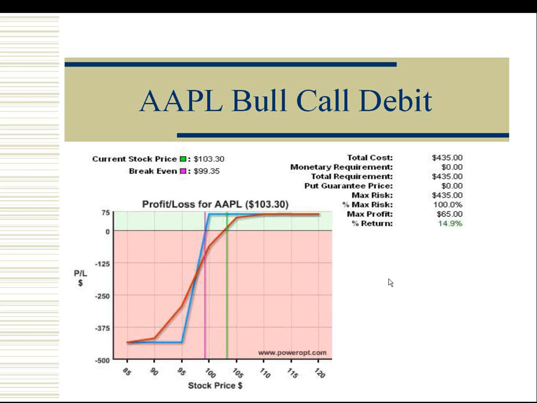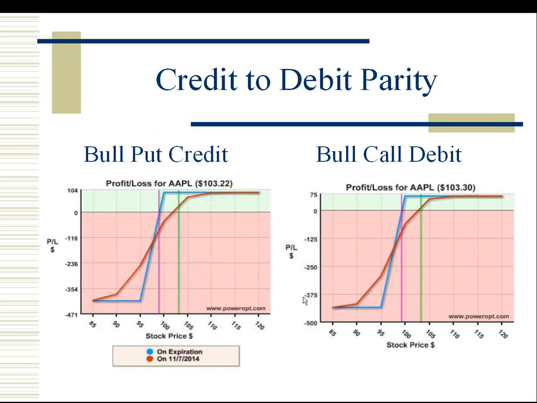But it's always important to remember with the debit spread, your broker may charge you an extra commission to close that, so you have to factor that in when you're evaluating the parity trade. And again, the credit to debit parity for bullish positions: the bull put credit has the same risk-reward profile as the bull call debit. In this case, the bull put credit on Apple this morning was giving us roughly a 22% yield, where we only saw 14.9%, or a maximum return of 69 cents, for the bull call debit.